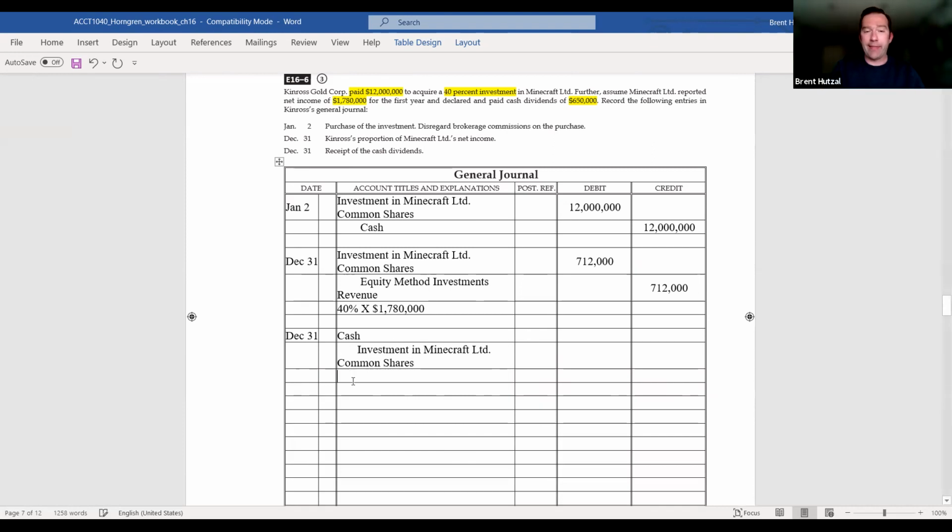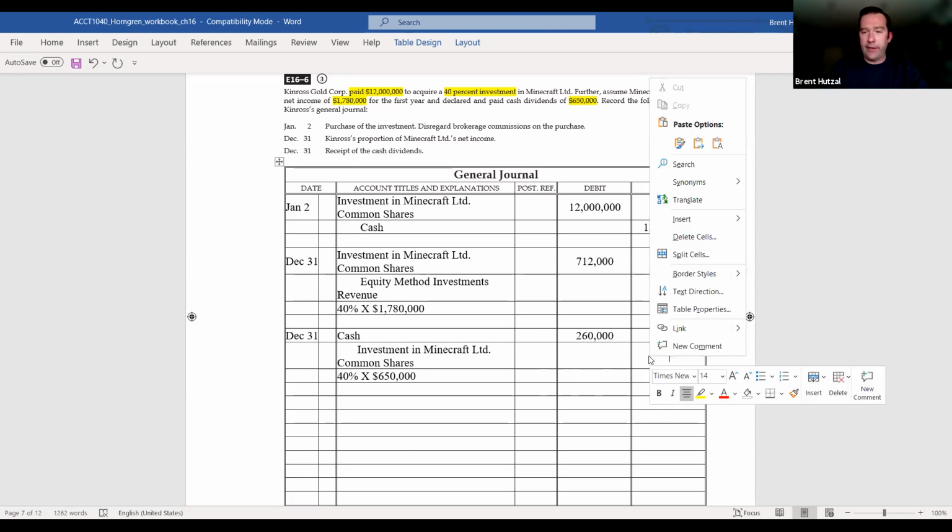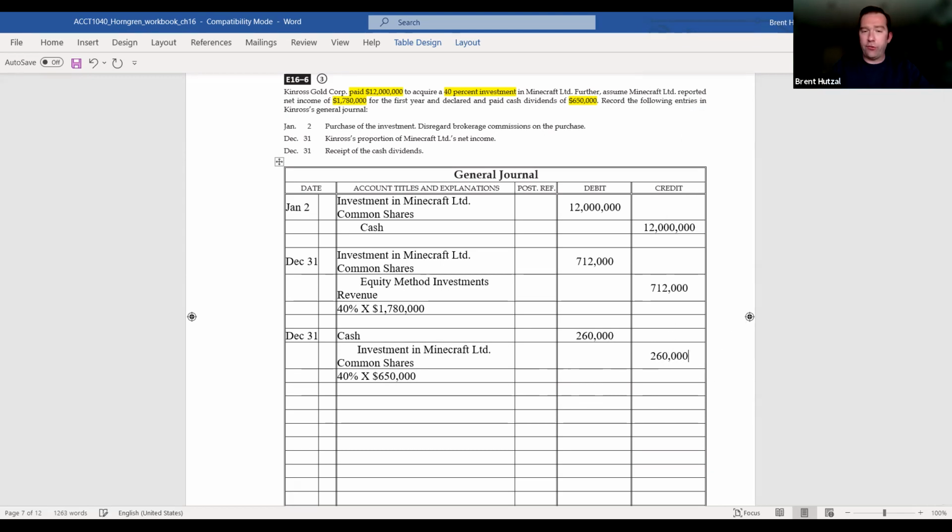Okay, and how are we going to calculate that? Well, the total dividends that are declared and paid are $650,000. Okay, so if we have a 40% investment in the company, that means that we're entitled to 40% of those cash dividends, 40% of 650,000. Grab your calculator again, have that handy. 0.4 multiplied by 650,000 gives me 260,000. We can enter that as a debit to cash and a credit to investment in Minecraft Limited common shares.